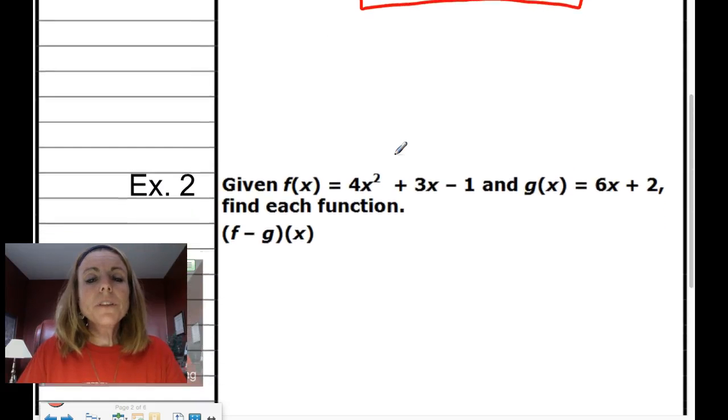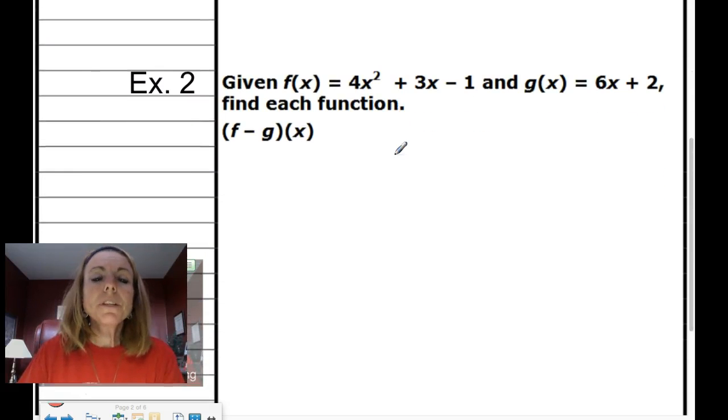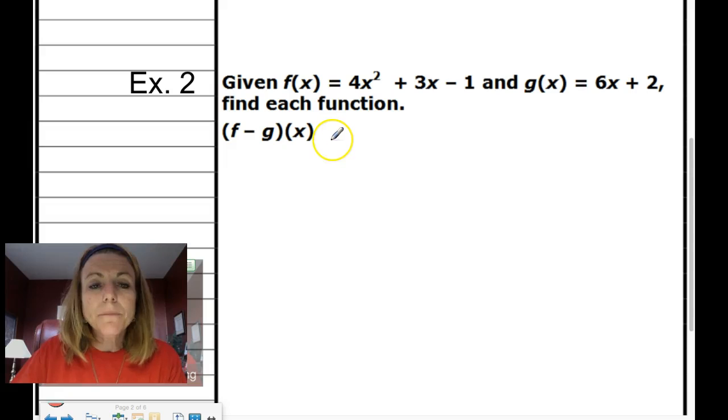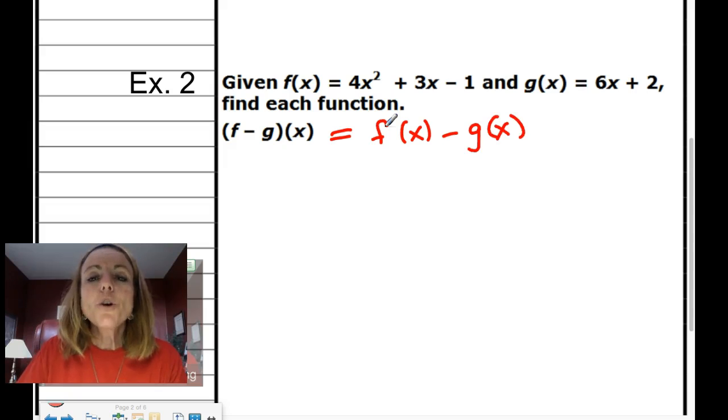Next, we're given the same functions, but this time we are subtracting them. So f minus g of x is the same thing as f of x minus g of x. Notice whatever function is listed first comes first, and whichever is second is second when you are subtracting or adding, in this case. So f of x, I write it out, 4x squared.